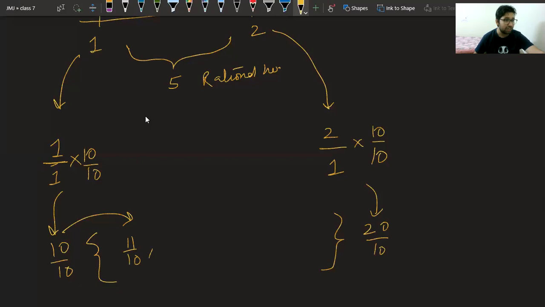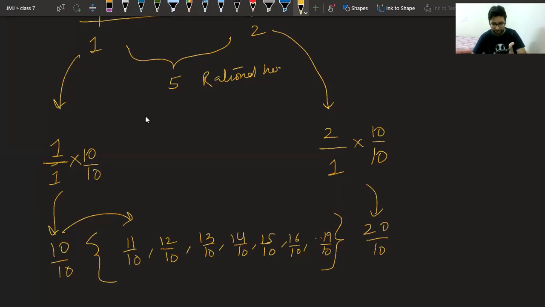After that, 12 by 10, very good. Then we have 13 by 10, 14 by 10, 15 by 10, and so on, till 19 by 10. So this method makes it very easy to find the rational numbers between them.